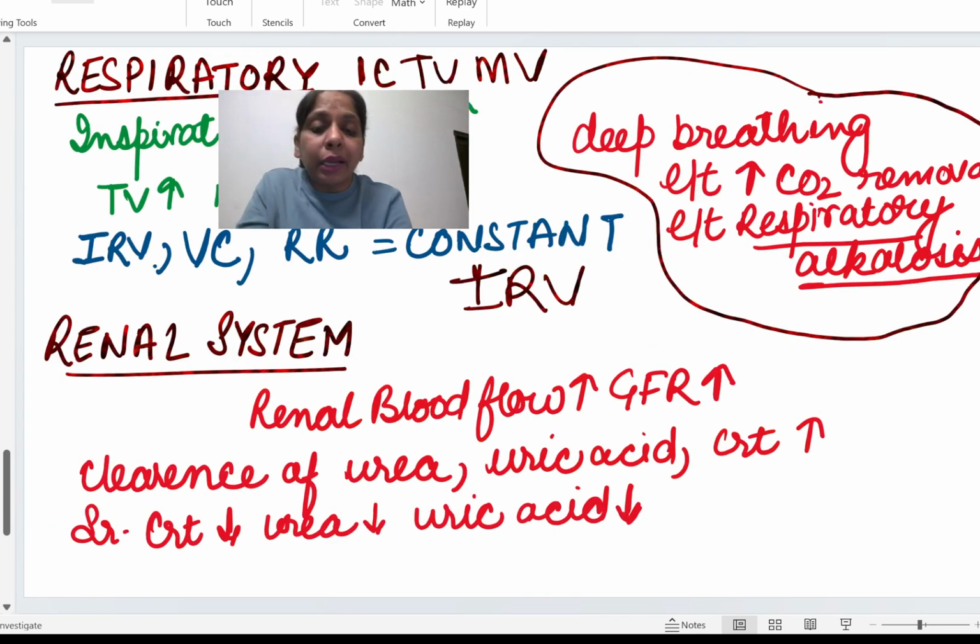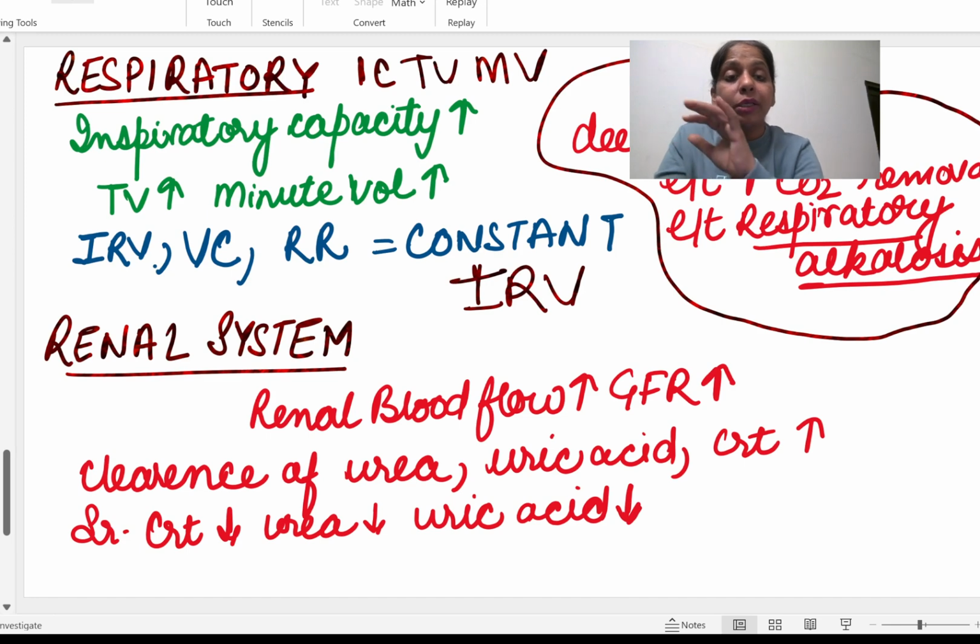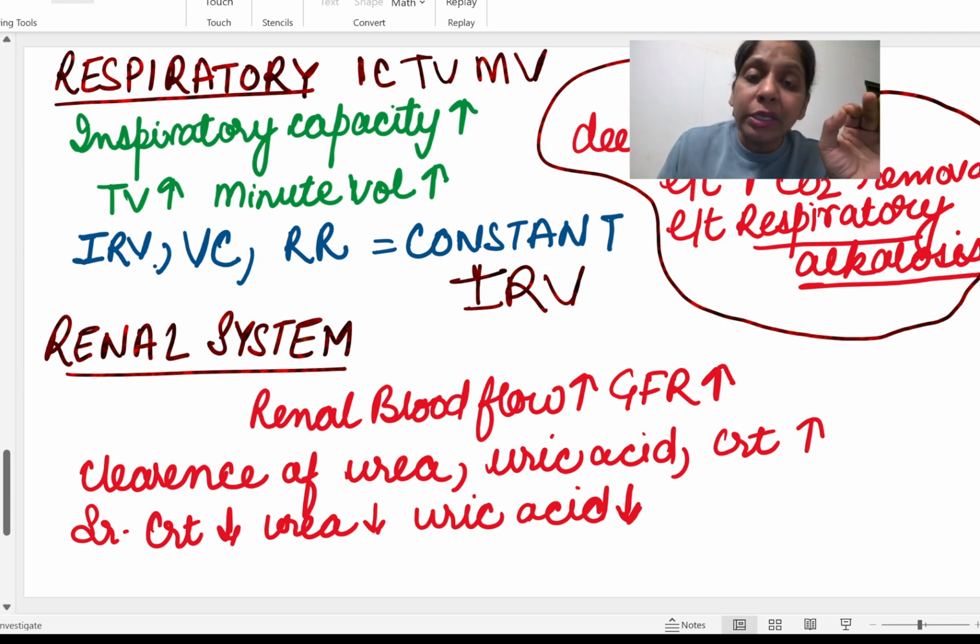Then, what are the changes in the respiratory system? All that increases is ICTV movie: inspiratory capacity increases, tidal volume increases, and the minute volume increases. All are the factors which increase. The factors which are constant are IRV, where I stands for inspiratory reserve volume, R stands for respiratory rate, and V stands for vital capacity.